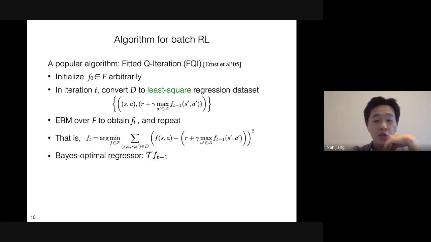And the intuition here is that if you look at this least square regression problem, the Bayes optimal regressor here is literally the true Bellman update of f sub t-1. So if your function class is rich enough, and you can predict this label very well, then you're doing an approximate Bellman update and mimicking value iteration. Okay.